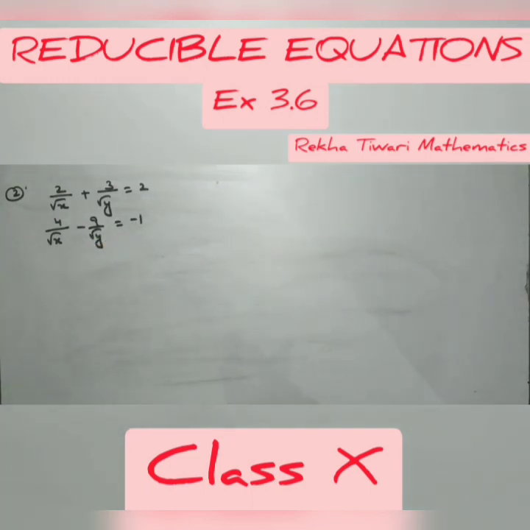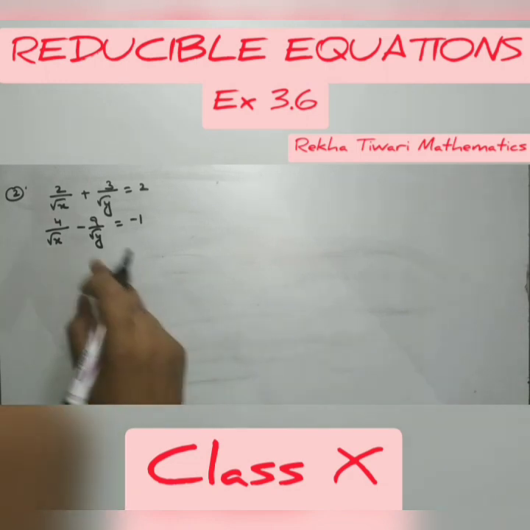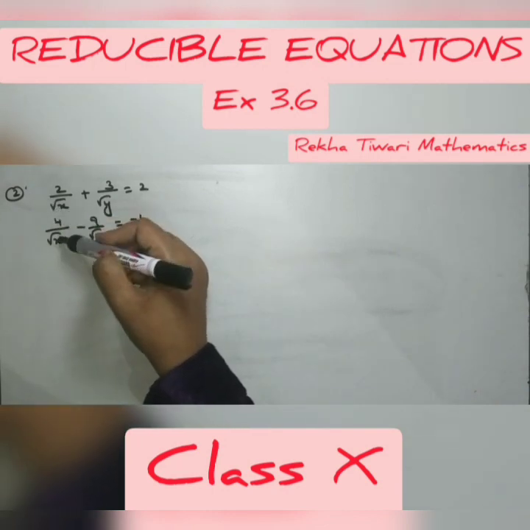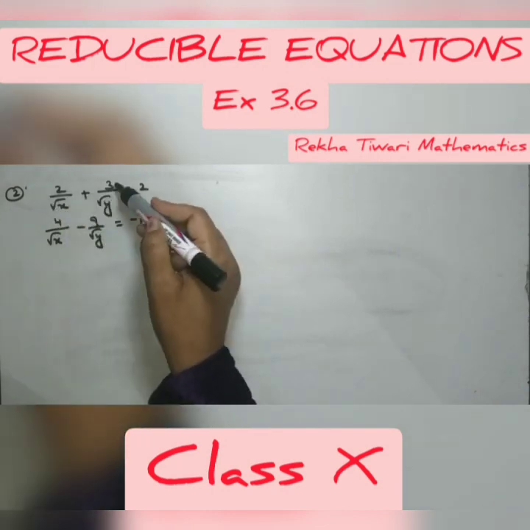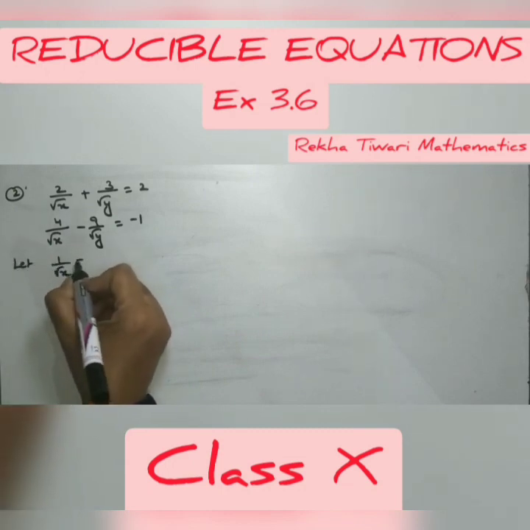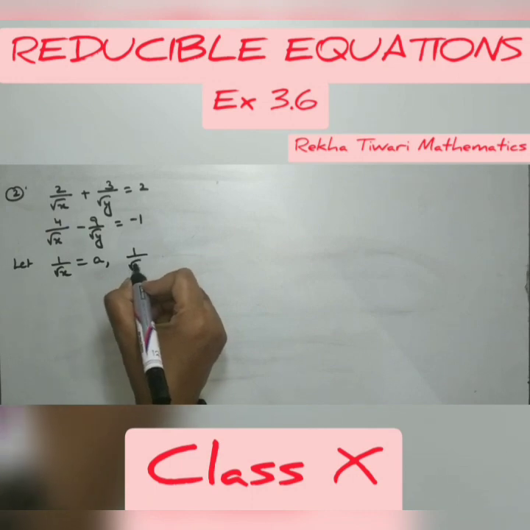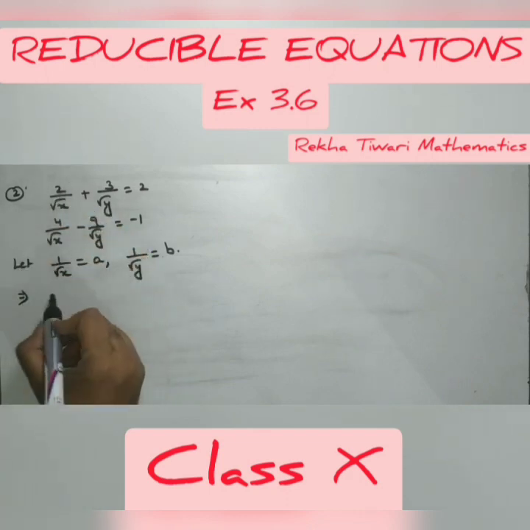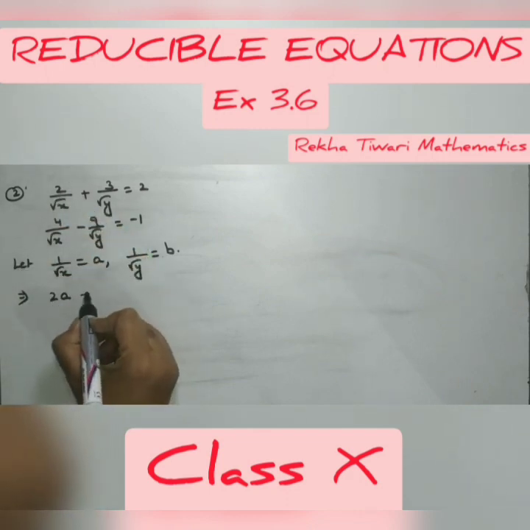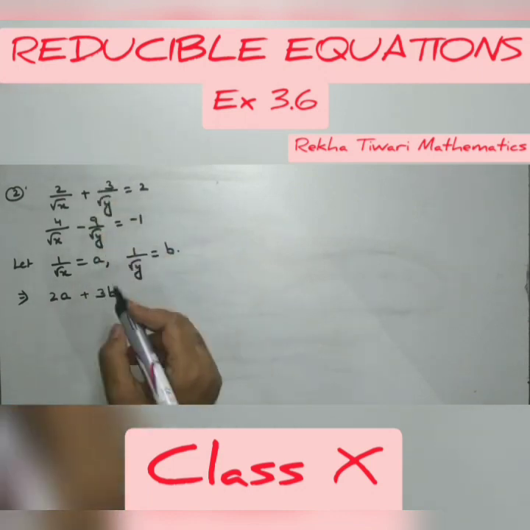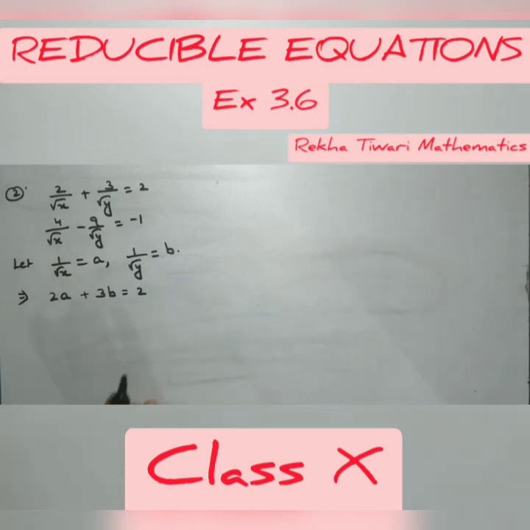Now if you look at these two equations carefully, again the variables are in the denominator, but both denominators are same. This is 1 upon root x, this is 1 upon root y. So let 1 upon root x be equal to a and 1 upon root y be equal to b. So how to change the equation? Since 1 upon root x is a, the equation is 2a plus 3b, because 1 upon root y is b. So 3b is equal to 2, already in the linear form.